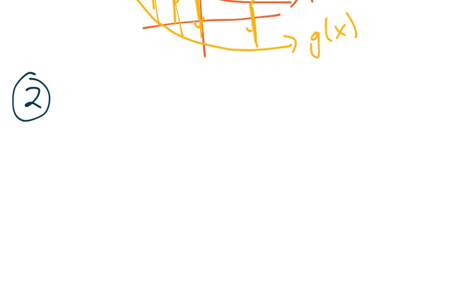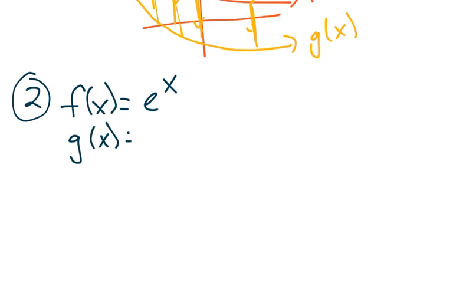Number 2, f of x is equal to e to the x power. g of x is equal to e to the x plus 3 power, and then plus 2 on the end. We've got a couple of changes here going from f of x down to g of x: the plus 3 up top and the plus 2 on the end of the function. Anytime you're adding or subtracting, it's a translation. If it's directly to x, it's left and right. If it's on the end of the function, it's up and down. We've actually got both. So this is a translation.